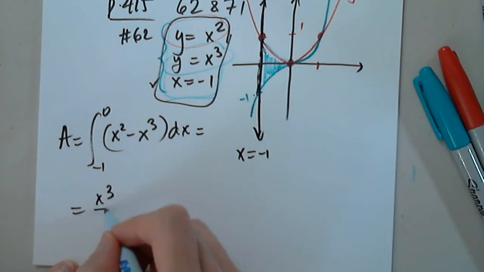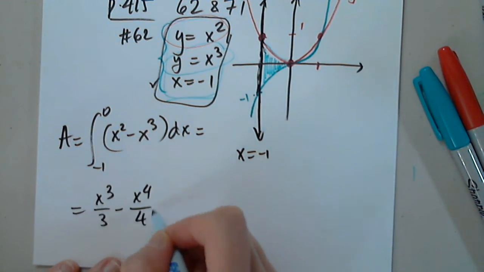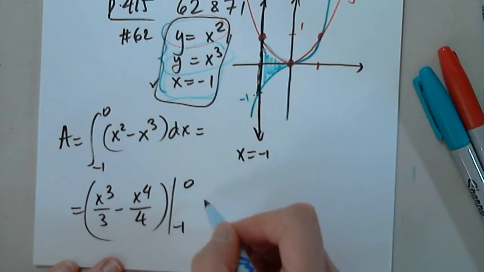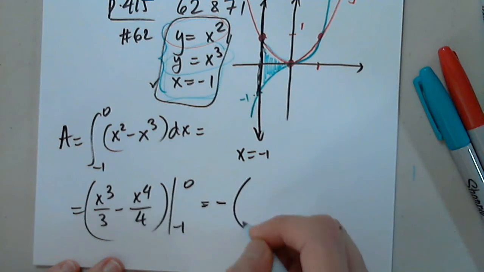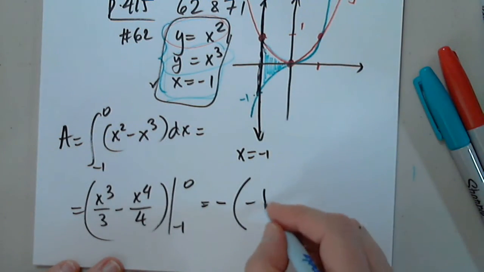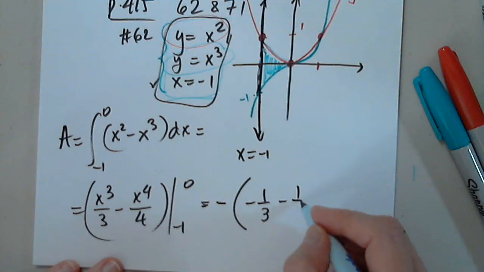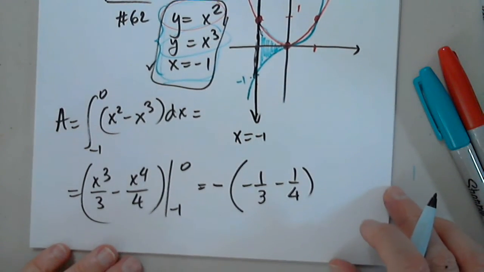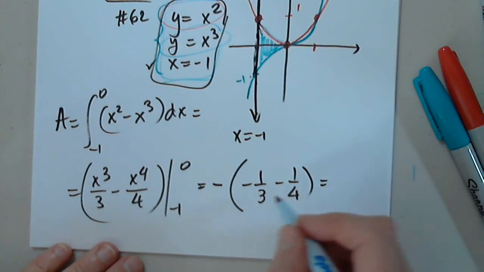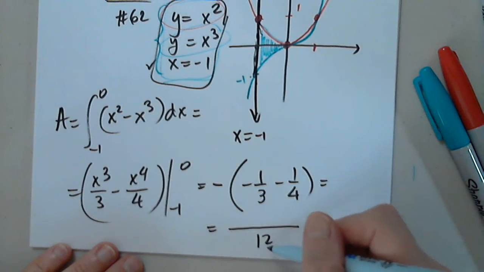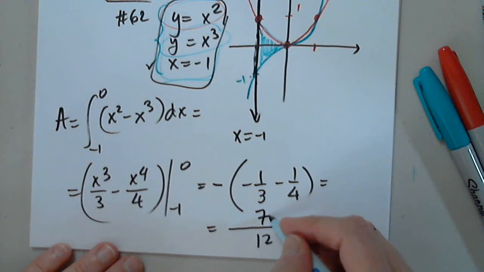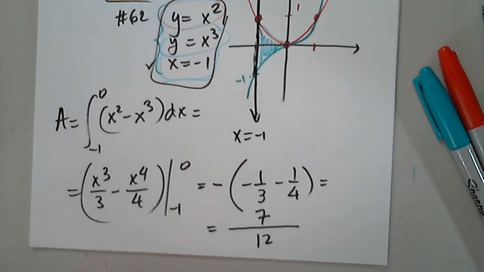So then this is x cubed over 3 minus x to the fourth over 4, from -1 to 0. When I plug in 0, I get 0, minus, when I plug in -1, this will be -1/3, but this will be -1/4. So everything is positive, and it has to be. The least common denominator is 12. 4 plus 3 is 7, so the area is 7/12 units squared.